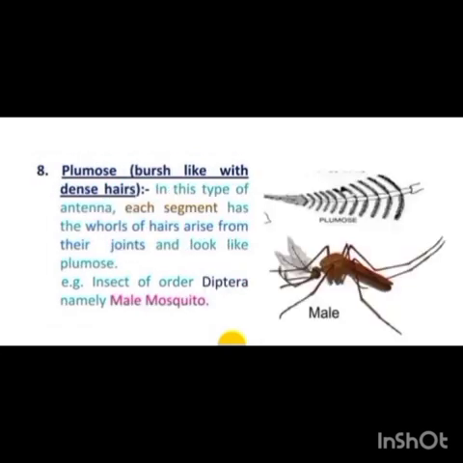8. Plumose, brush-like with dense hairs. In this type of antenna, each segment has whorls of hairs arising from the joints and looks plumose, e.g. insect of order Diptera, namely male mosquito. Here is the picture of plumose antenna.